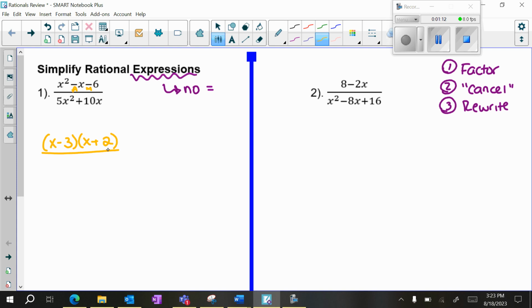In my denominator, I have a binomial with a GCF, so the 5x is going to come on the outside. When I divide each piece by the GCF of 5x, I'm left over with x plus 2. Now I'm going to cancel, which is really dividing. So x plus 2 over x plus 2 divides out to give you 1, and then I rewrite, so I have x minus 3 over 5x. Remember that I have a binomial in the numerator, which is attached, so you cannot cancel those x's.